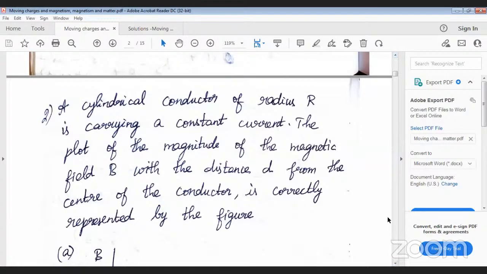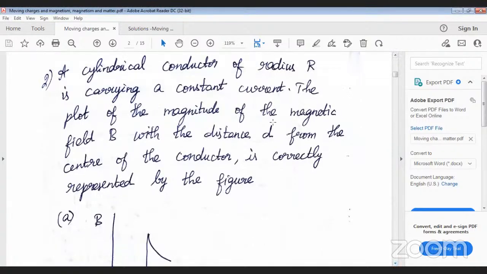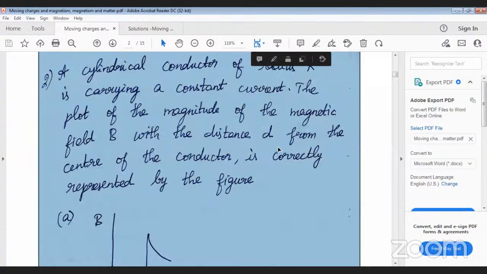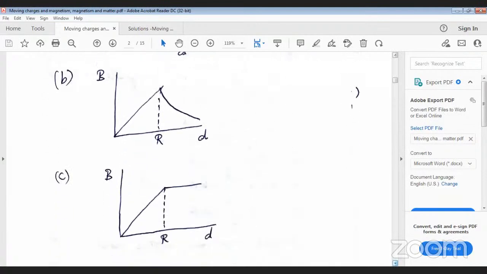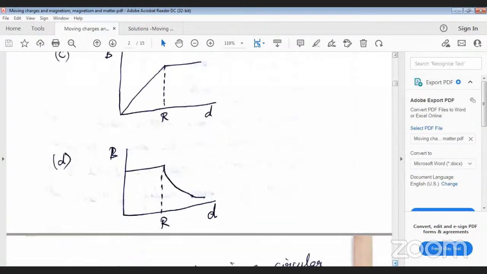So according to the question, they are having a cylinder here. For that cylinder, from the center of the cylinder, the distance is taken as small letter d. And what is the relation of the magnetic field with the distance? That means how this magnetic field B depends on the distance d from the center of the wire. That is represented by 4 options. We have 4 graphs here. We need to find out which is the correct graph representing the relation of the magnetic field B with distance d. Okay.